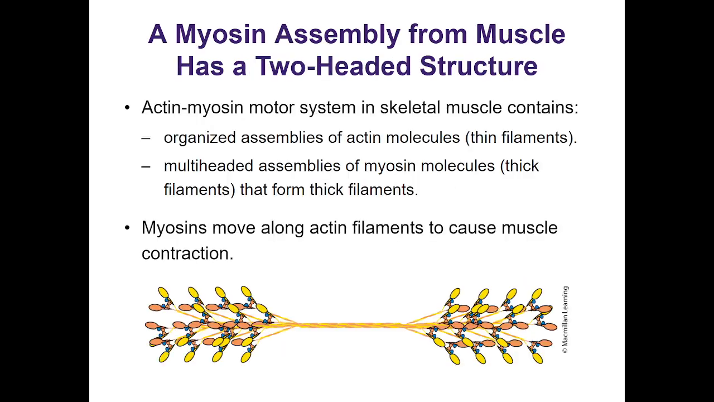All right, so the myosin assembly from the muscle has a two-headed structure. The active myosin motor system in the skeletal muscle will contain these elements, which are the organized assemblies of actin molecules. These are going to be our thin filaments. Those are these spider web sort of looking things over here, where it frays apart. We have the multi-headed assemblies of the myosin molecules. These are going to be our thick filaments. Then we have the myosin that moves along the actin filaments to cause muscle contraction.